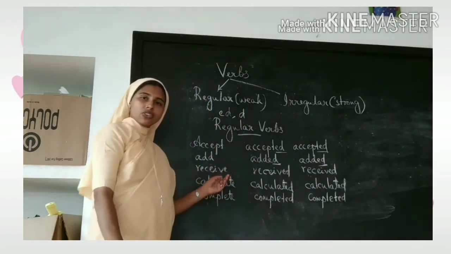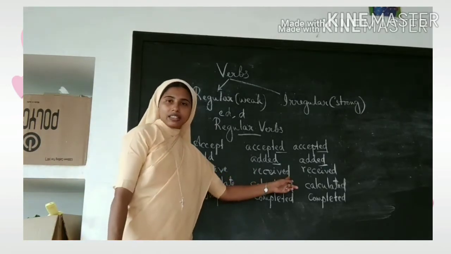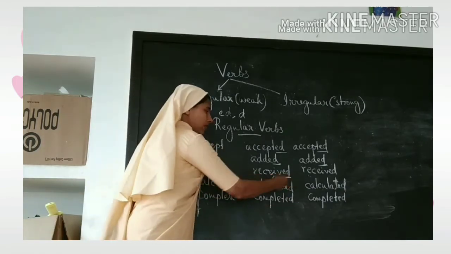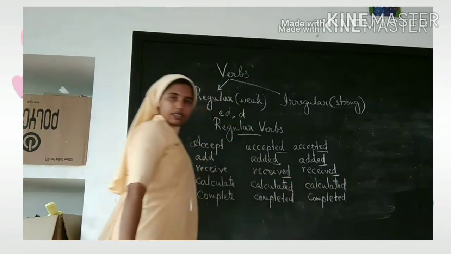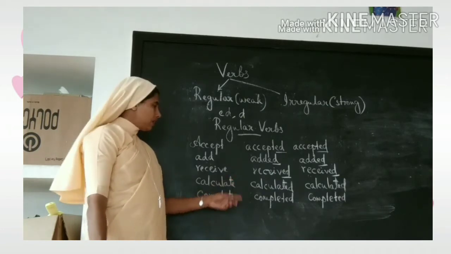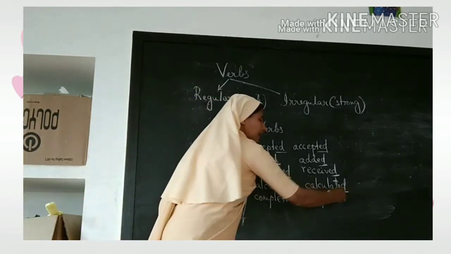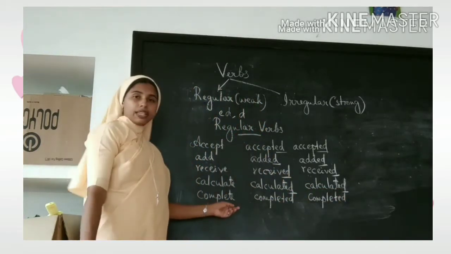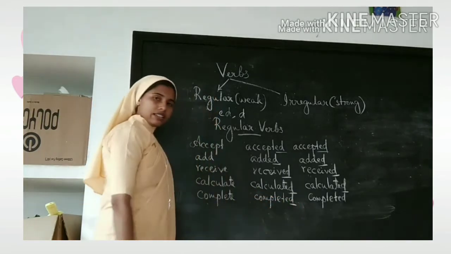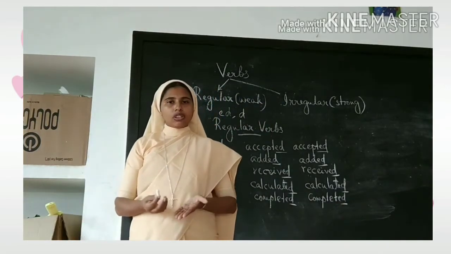Receive. Here this word ends with e. So we have to add only d there. That's also a regular verb formation. Received. D added here. Again, calculate. It also ends with e. So, what should be added? D only. Calculated and calculated. Complete. It also ends with e. So, we must add only d there. Completed and completed. Okay, I think that is clear what is regular verbs.